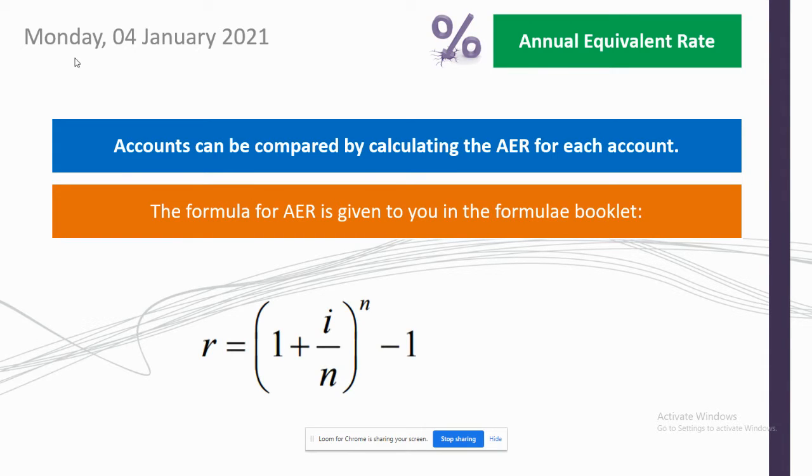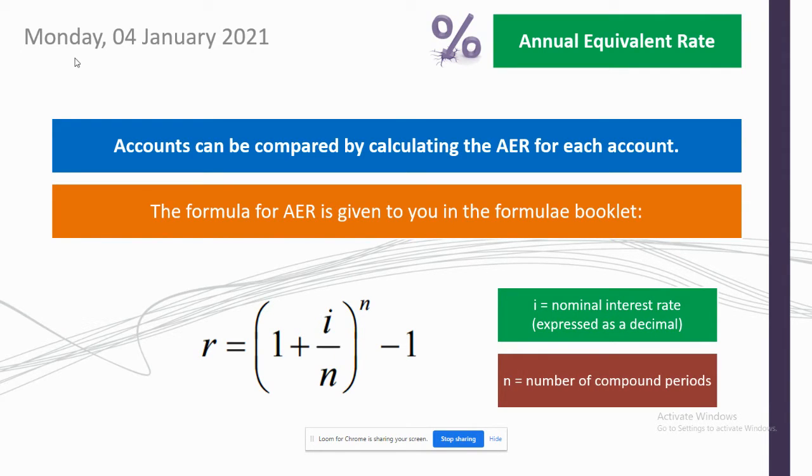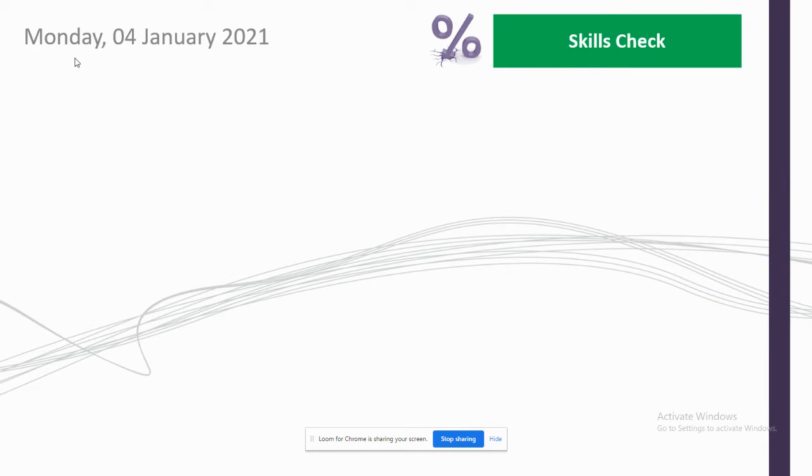Okay, so this is the formula which you will get in your formula booklet when you do your core maths exam. What we're going to do is look at this in more detail now with some particular examples. I stands for the nominal interest rate. This needs to be written as a decimal, and N stands for the number of compound periods. So, for example, if it was paid monthly, then there will be 12 compound periods over the year. So it's how many compound periods there are in the year.